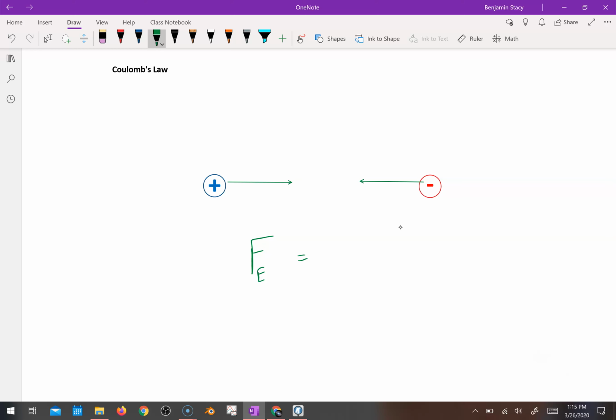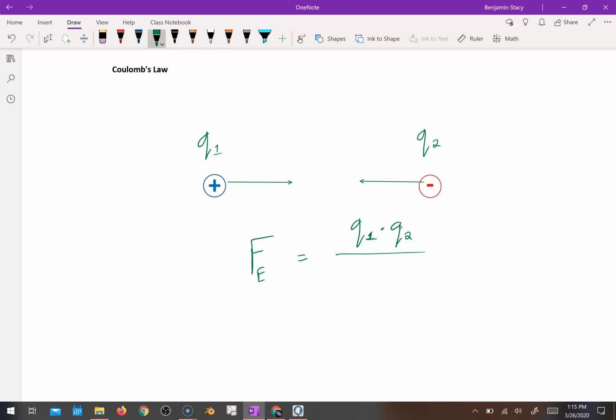So we use Q to represent charge. I'm going to call this one lowercase q1, and this red negative charge lowercase q2, just to keep track of them. The product of those charges helps determine how strong that force is. So there's q1 multiplied by q2. That's going to be in my numerator because the larger the amount of charge, the stronger the electrostatic force.